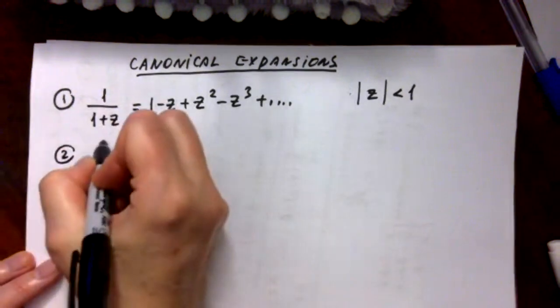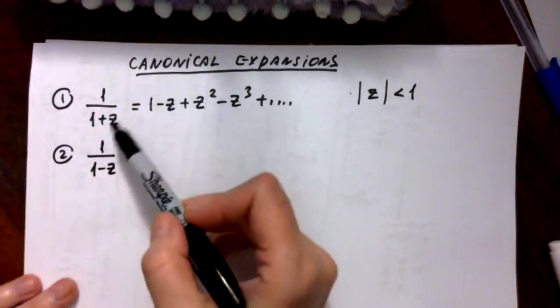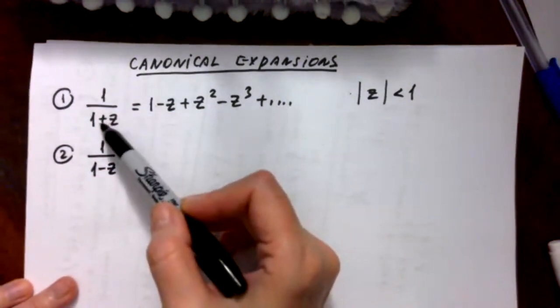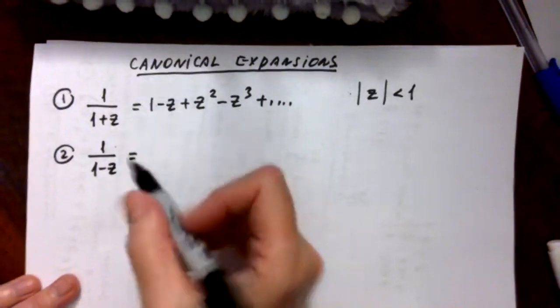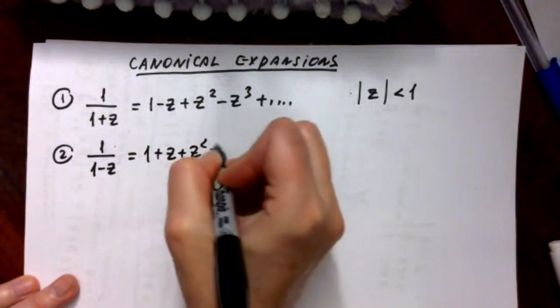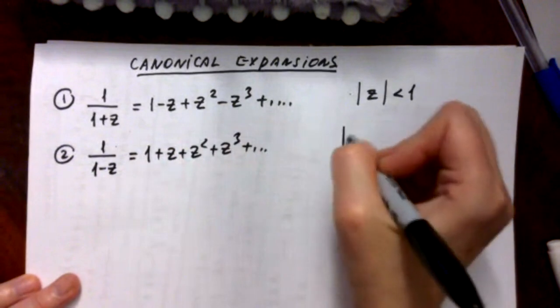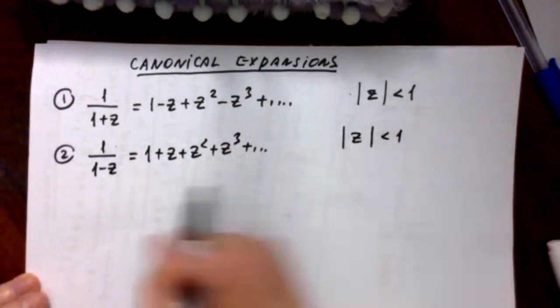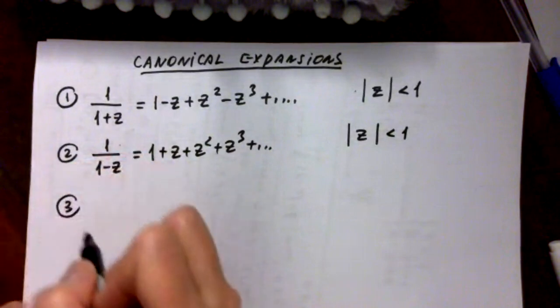Okay, the next function is 1 divided by (1 minus z). Actually, this function could be obtained from this one by substituting z with minus z. But you know what? It's so beautiful that I just can't help writing it to you. This is the most beautiful expansion ever. Look at this, super simple. And the region of convergence is the same. It's the same. So it's good news.